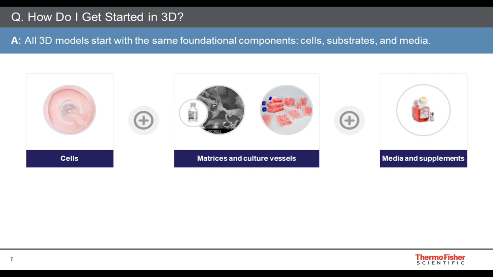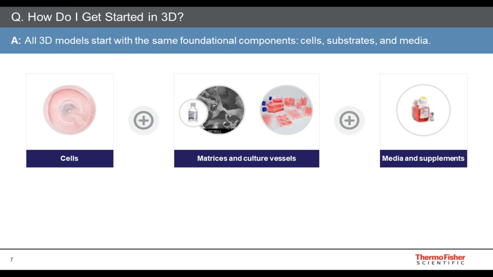And the third piece, of course, is the media and supplements that you need to grow your cells. Choosing good quality media, choosing growth factors and small molecules and other types of supplements that are reputable, are consistent from batch to batch, and that sort of thing, is definitely something one needs to pay very close attention to, and I think put a lot of weight behind when you're sourcing materials for growing these types of models.